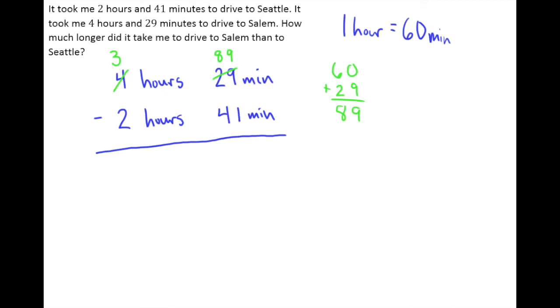So 89 minus 41, 9 minus 1 is 8. 8 minus 4 is 4. So that gives us a difference of 48 minutes. And then going over to our hours, 3 minus 2 is 1.